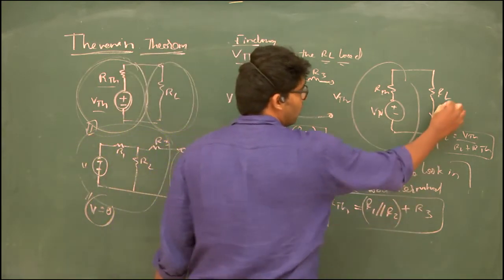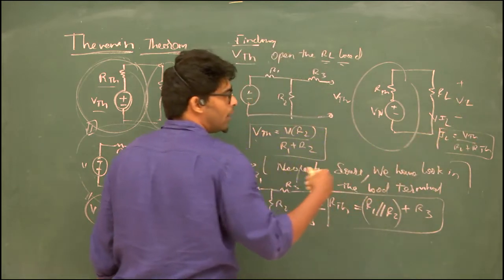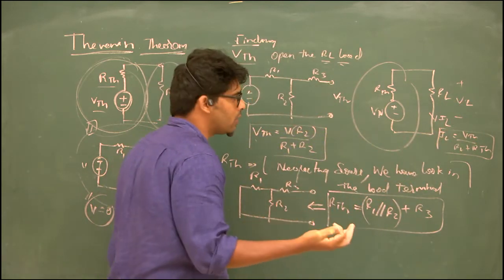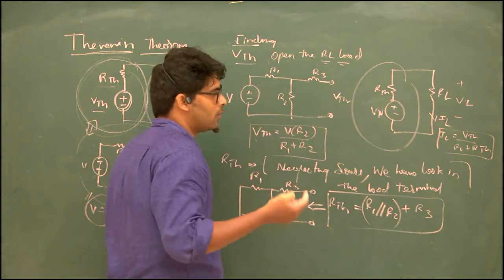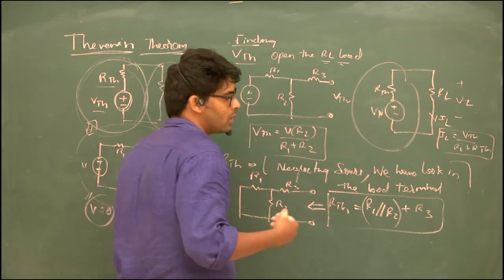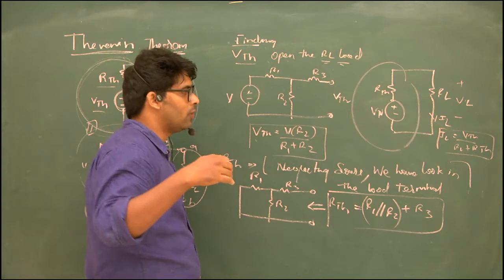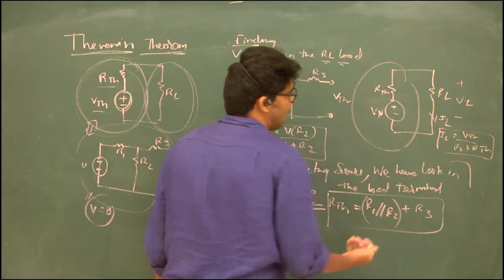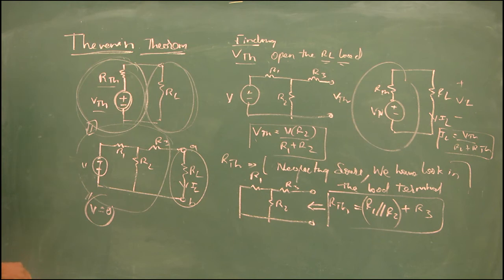If you want to find the voltage across the load, that is VL, simply apply the voltage division rule. In the first lectures, I already explained the voltage division rule and the current division rule. That explanation will be useful for you here. Okay, this is about the Thevenin equivalent circuit.